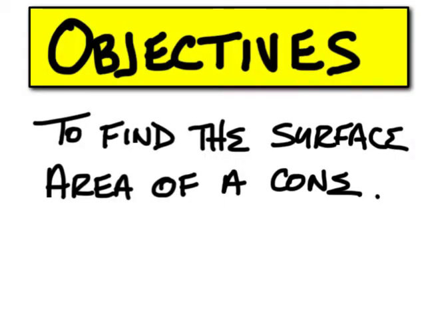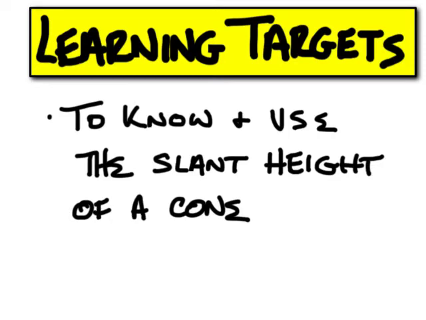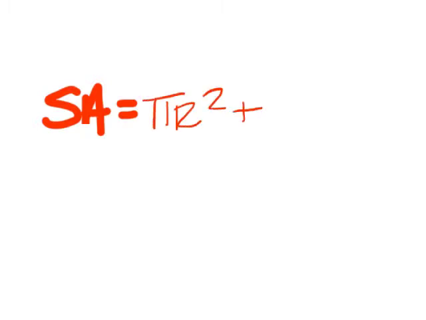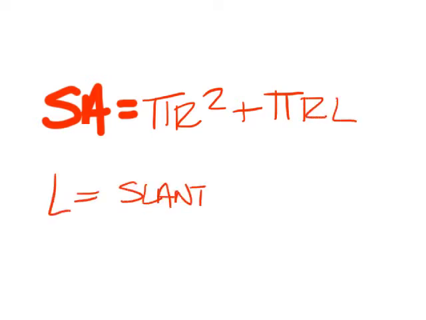Objectives for today: to find the surface area of a cone. And the learning targets are to know and use the slant height of a cone. The formula for the surface area of a cone is the following: pi r squared plus pi rl, where L is equal to the slant height of the cone.